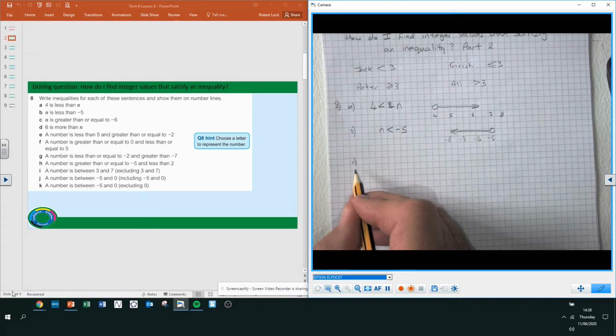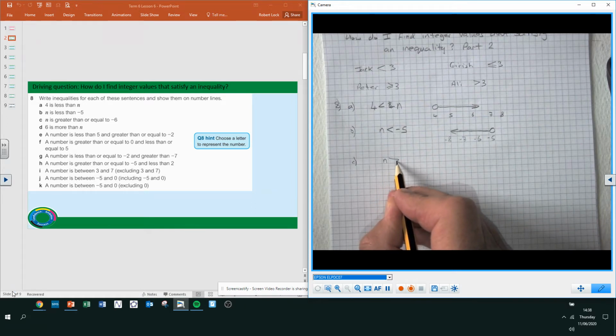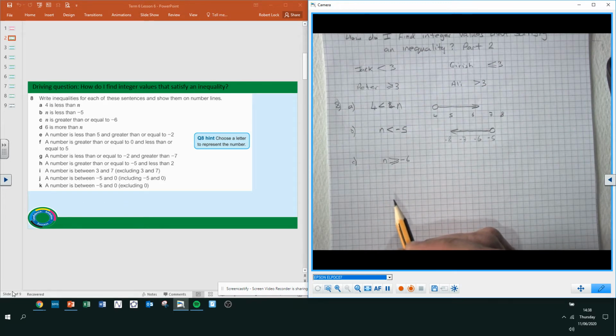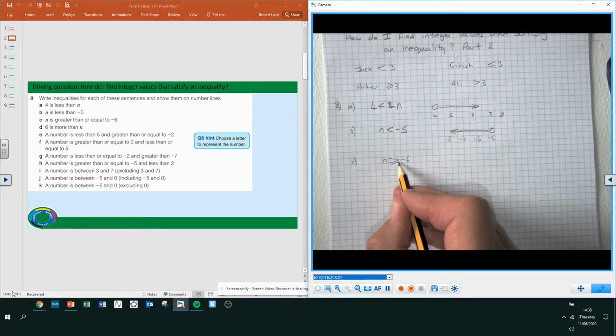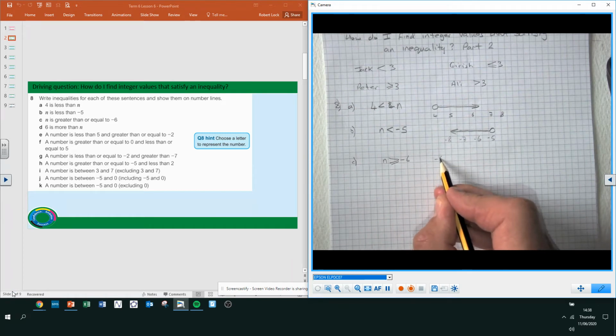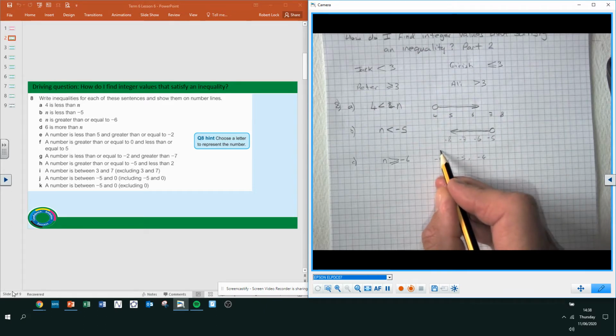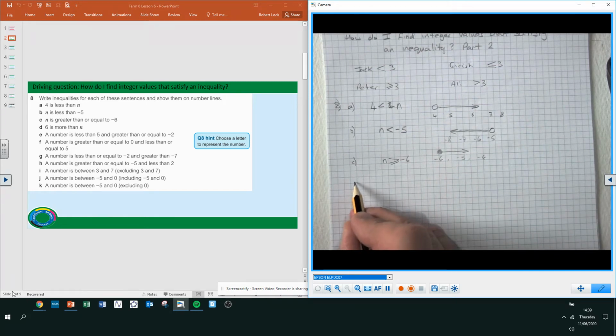C. n is greater than or equal to minus 6. So n is greater than minus 6 or equal to. So n is greater than or equal to minus 6. So minus 6, minus 5, minus 4. And it is equal to, so it's filled in. And it goes that way.